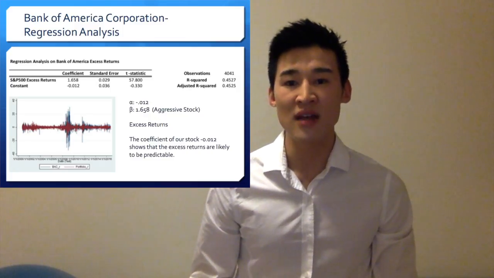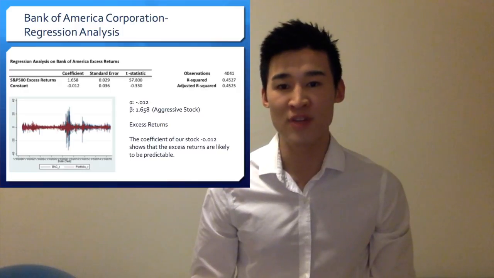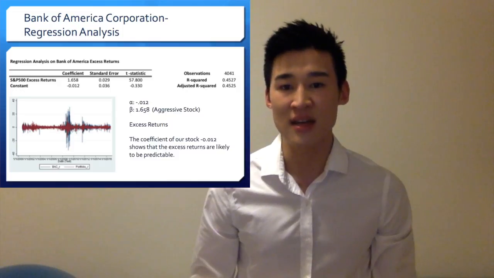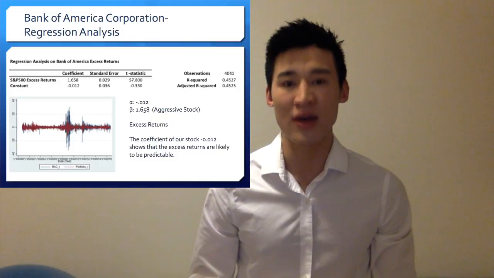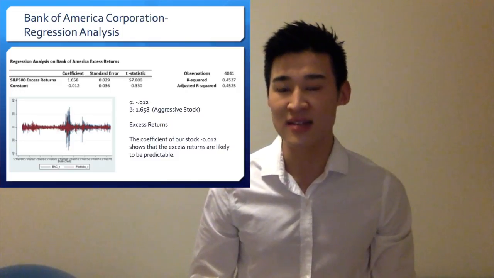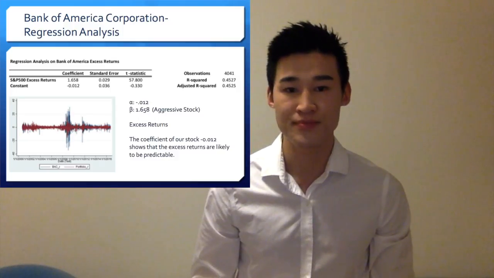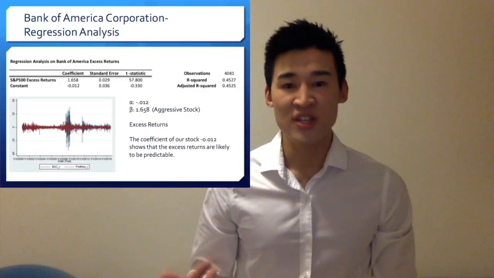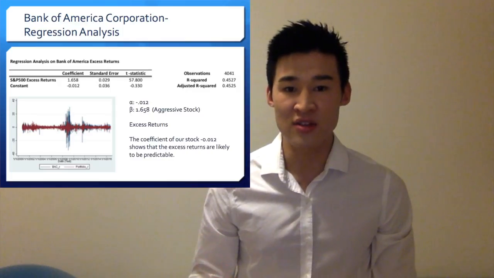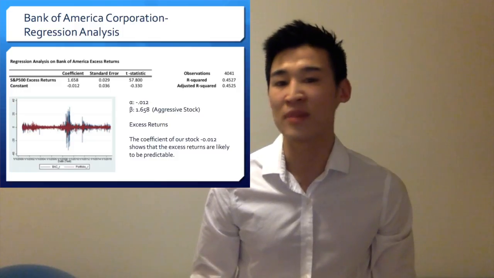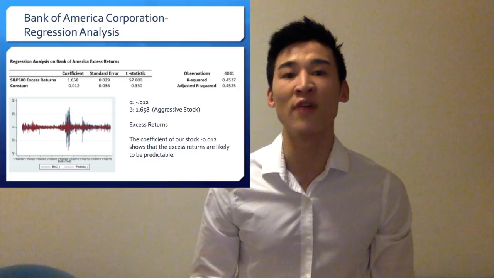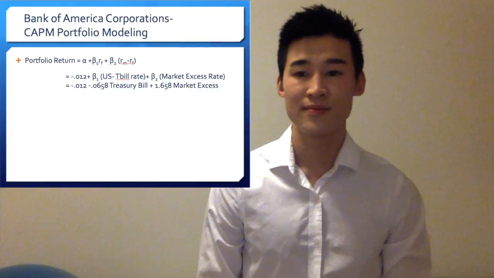In comparison, the constant has a coefficient of negative 0.012 and the t-statistic is negative 0.33, which means it is not as significant in comparison. What this means is that the coefficient of a constant suggests that the excess returns are likely to be predictable in Bank of America's case because that is reflective of our shock.